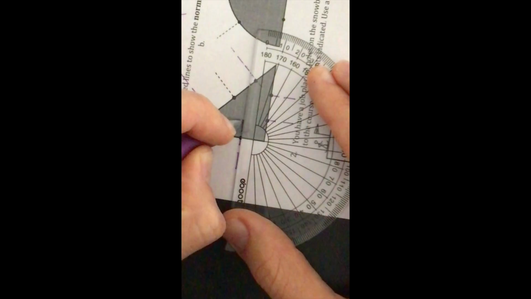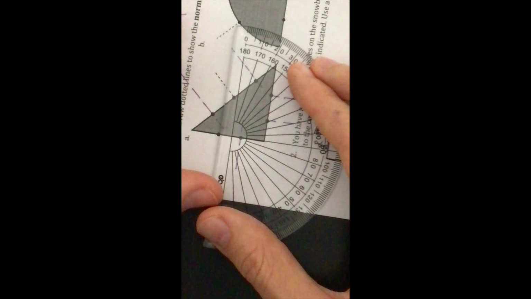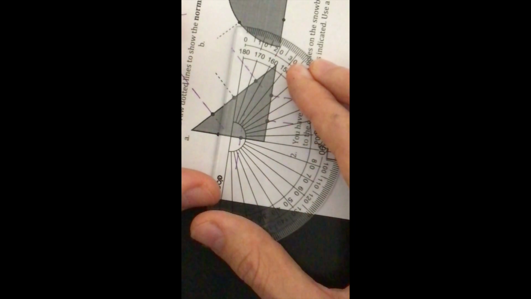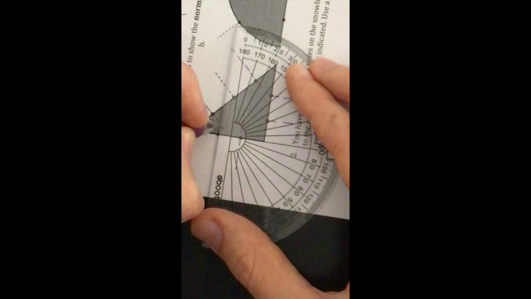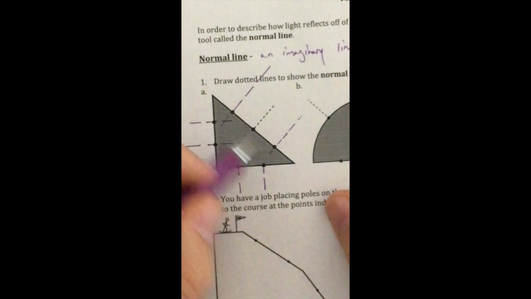You can also draw it going the other way too, into the surface. Doesn't just have to be out of the surface. Normal line goes all the way through. There we go. So that's how I can draw a normal line for a flat surface. So a surface that makes a line like the three sides of this triangle.